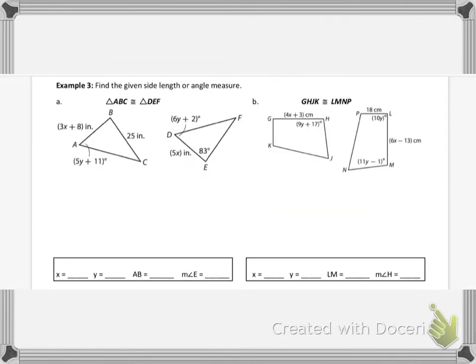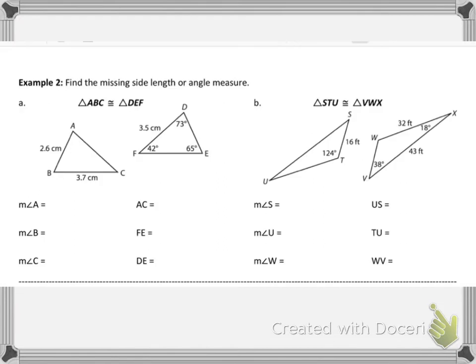Okay, so we are learning how to match up vertices in order so that we can now solve some problems involving congruent triangles and find some missing parts. So if we know which parts match up, we know which parts have to be the same measure. So taking a look at example 2, it says find the missing lengths or angle measures. So first of all, angle A right here has to be the same as angle D. Notice in the statement it says D must go with A. So that means angle A must be 73 degrees.